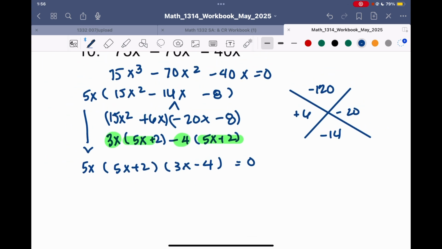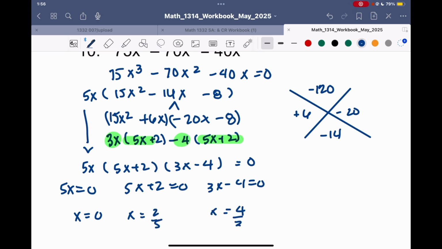So now we have to solve for each x. So it's going to be 5x equals 0, 5x plus 2 equals 0, 3x minus 4 equals 0, x equals 0, x equals 2/5 (negative), x equals 4/3, and then it has to be in a set: 0, 2/5, and 4/3. And that's your solution.